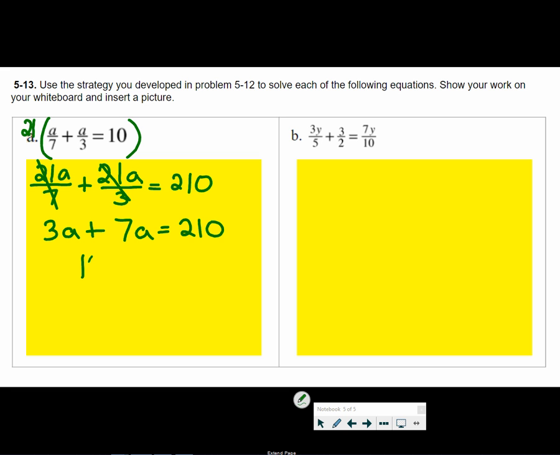I get 10A equals 210. Divide both sides by 10. I get A equals 21.